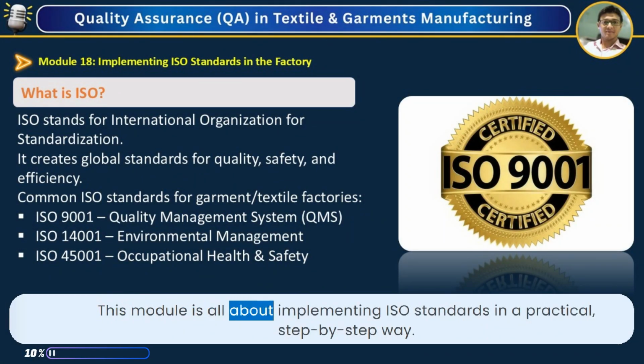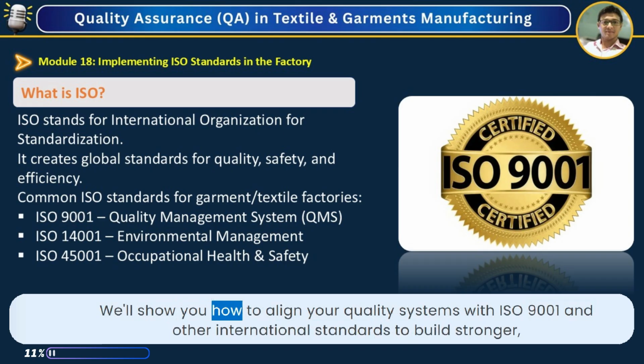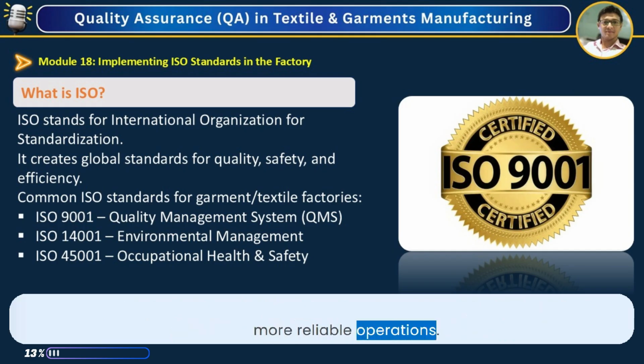This module is all about implementing ISO standards in a practical, step-by-step way. We'll show you how to align your quality systems with ISO 9001 and other international standards to build stronger, more reliable operations.